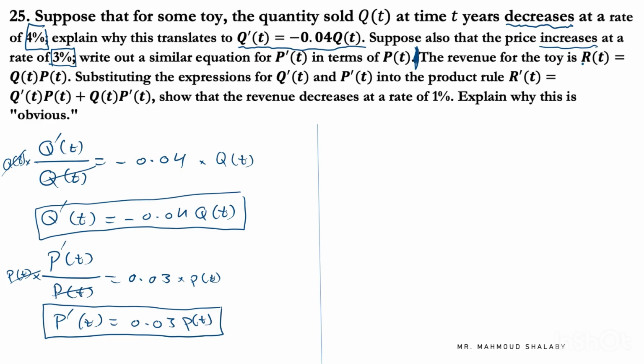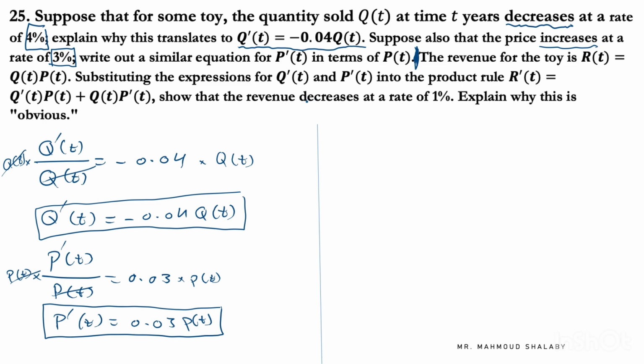The revenue is R of t equals Q of t multiplied by P of t. Substituting the expressions for Q prime of t and P prime of t into the product rule, R prime of t equals, and he gave you this, I don't know why, you should be doing it yourself.